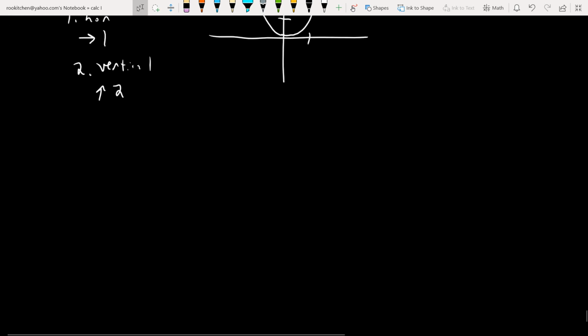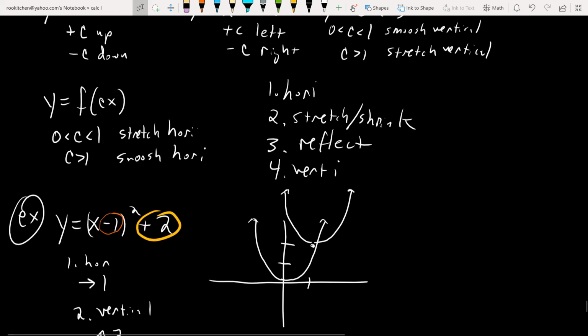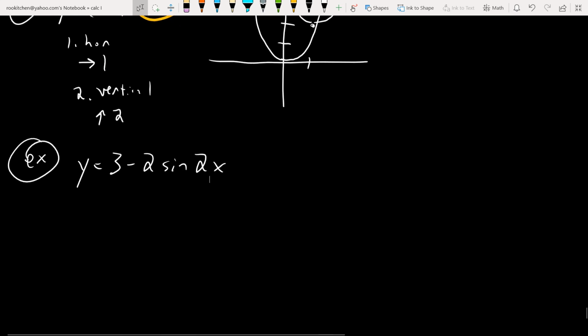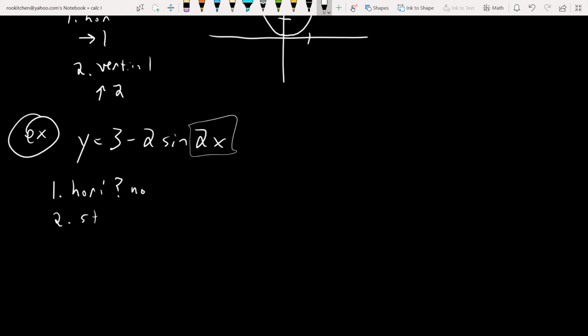Okay, so let's do another example, maybe a little harder, which is a trig function. We have a review section in trig coming up, so you could watch that as well. But I like these because it helps you remember the vertical and the horizontal stretch shrinks. So first off, are there any horizontal, left-right movements? And there's not, since that would be inside the sine function. Secondly, are there any stretch shrinks? And yeah.